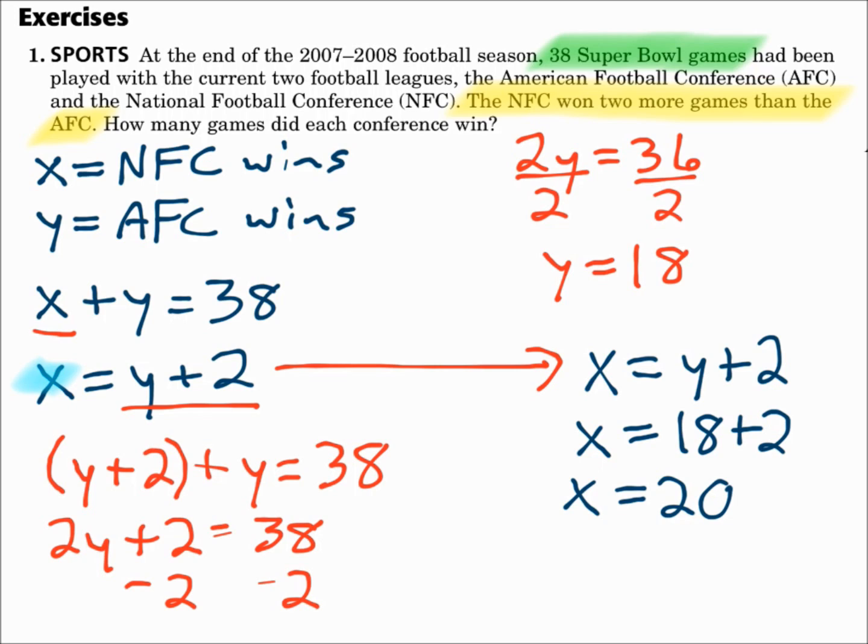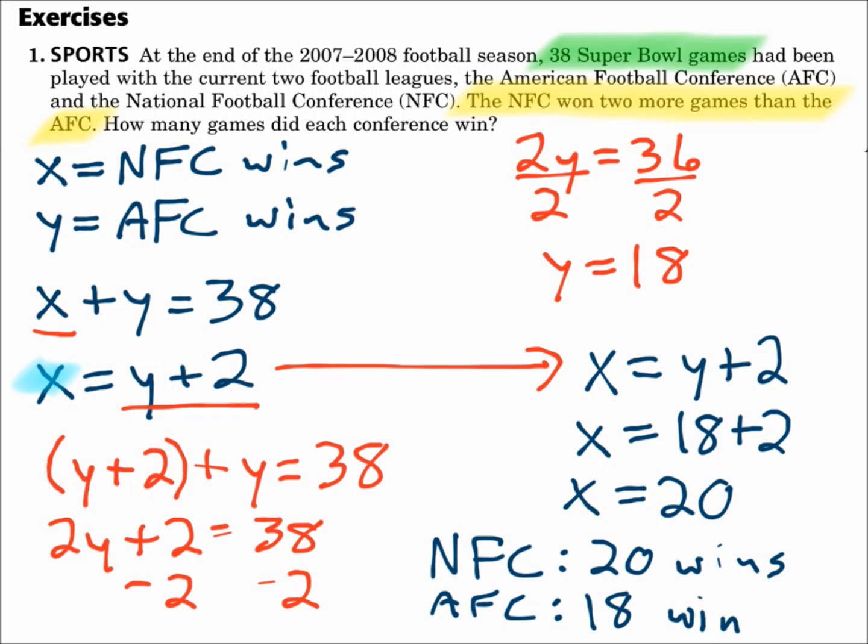So the final answer, how many games did each conference win? Well, X is NFC wins, so the NFC won 20 games. And the AFC, that's Y, they won 18 games. Identify the variables, write out your system, substitute, and then make sure you write out your final answer in the context of the question.